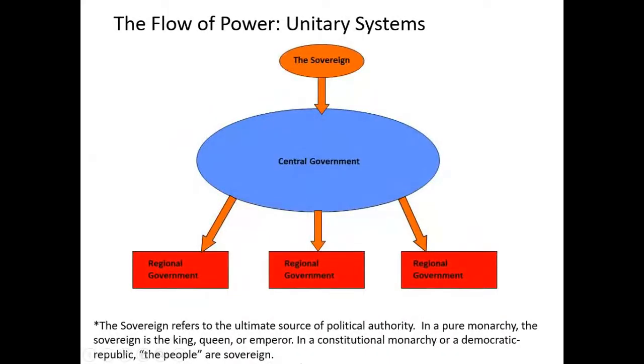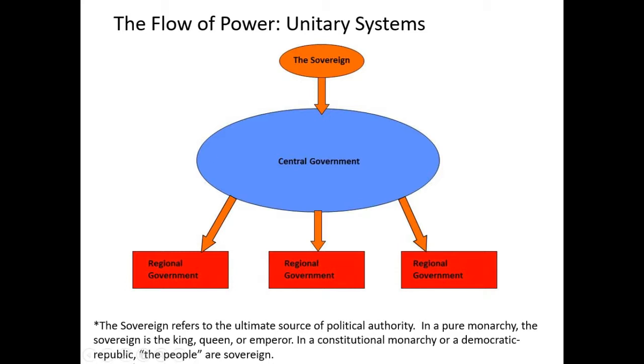So let me start by suggesting to you the nature of a unitary system. In a unitary system, the central government has the power, and it typically delegates power to regional governments that act mainly as administrative subunits of the central government. That's, I think, the simplest way to describe a unitary system. You have these regional governments, but they are really, for the most part, administrative subunits. They have no real authority of their own. Whatever authority they have comes from the central government.